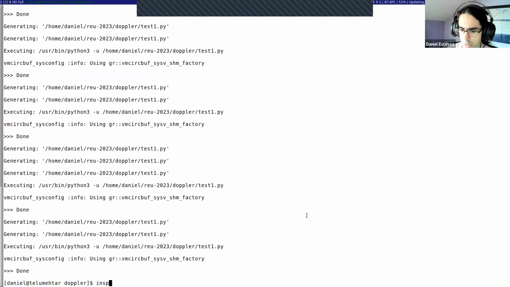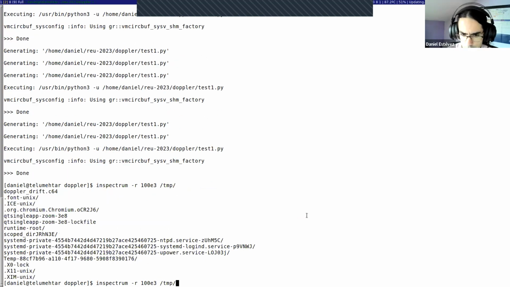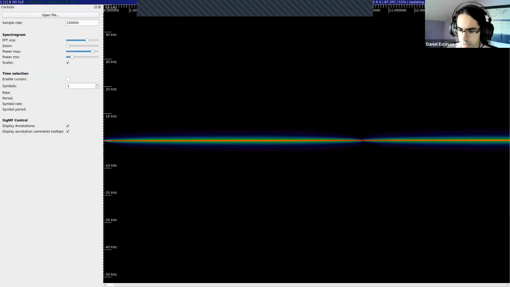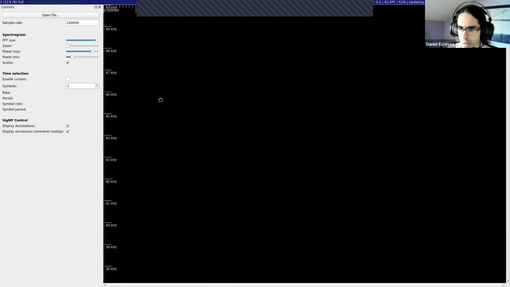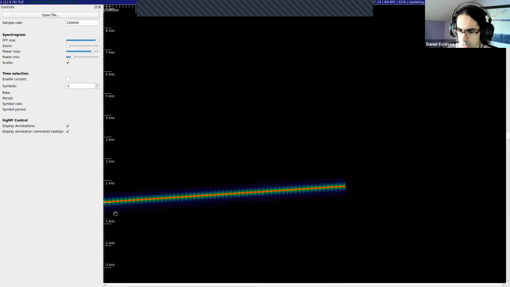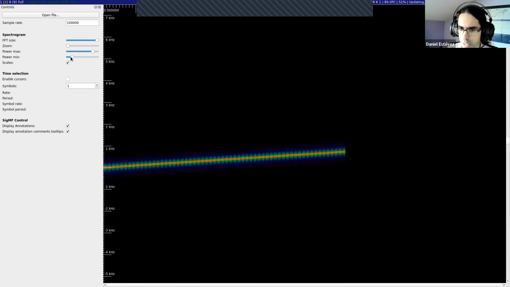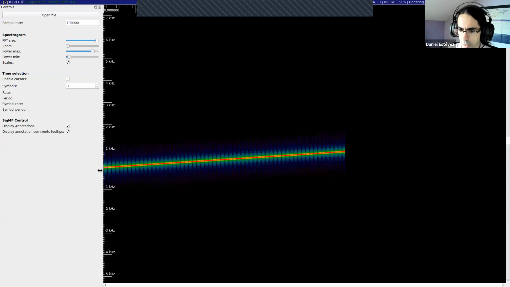So, okay, in Spectrum, how does it look? I need to specify the rate, which is 100 kilohertz. And then, where is it? Doppler drift. With this zoom, we cannot see much, but we can increase the FFT size to the maximum. That will give us more resolution on the vertical frequency axis. And then we can see that, yes, the signal is increasing in frequency.